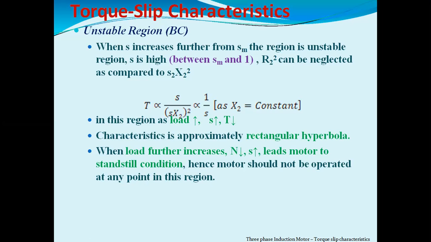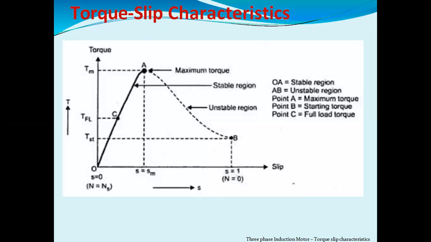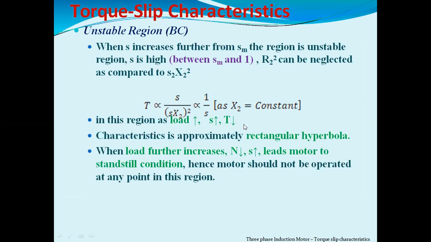So we can say here we will get the characteristics that will approximately look like a hyperbola. In mathematics, in the conic section, the parabola, hyperbola, ellipse, when we see here, the value of torque decreases. How does it decrease? It decreases exponentially. So we can say this is a hyperbola characteristic, approximately like a rectangular hyperbola.